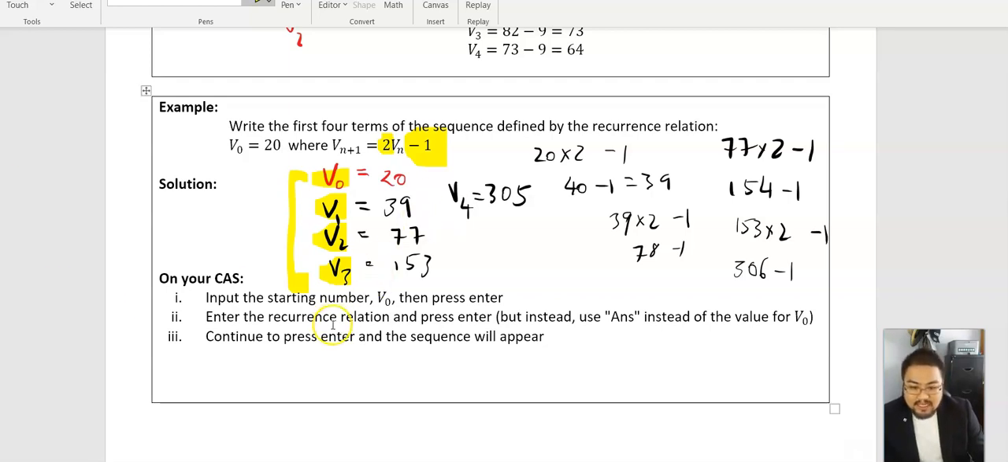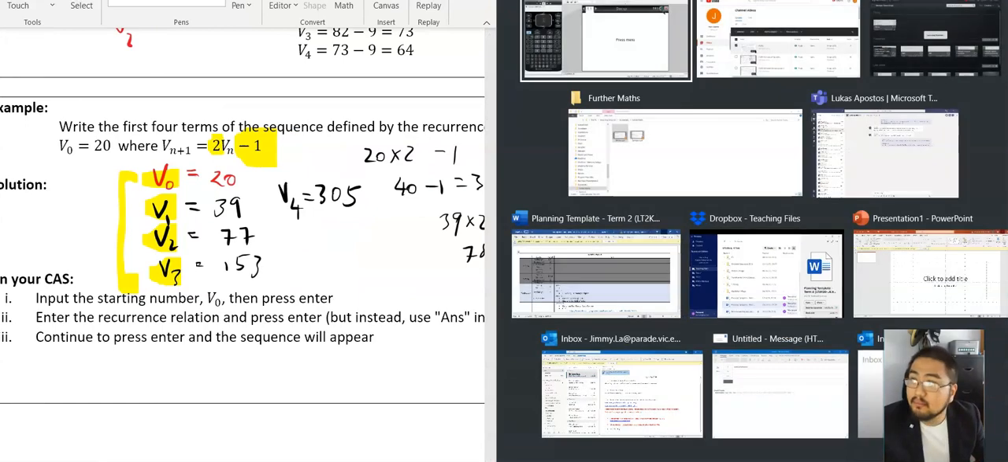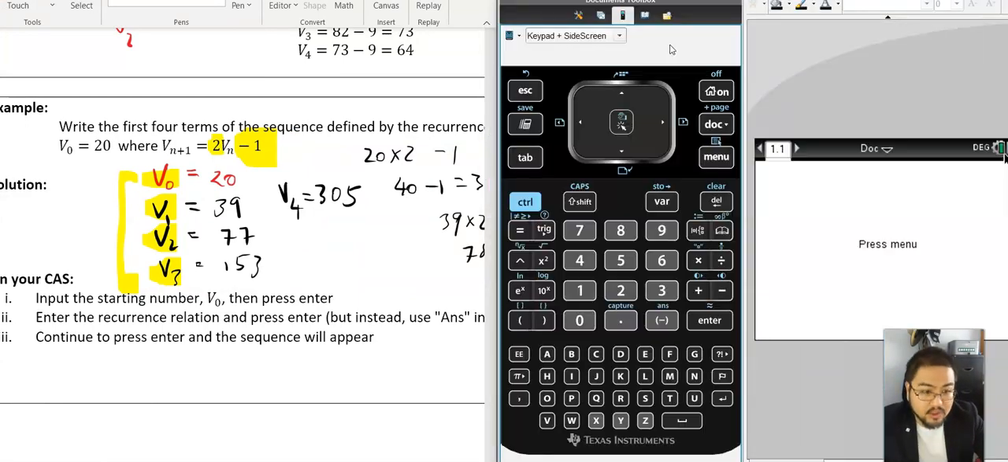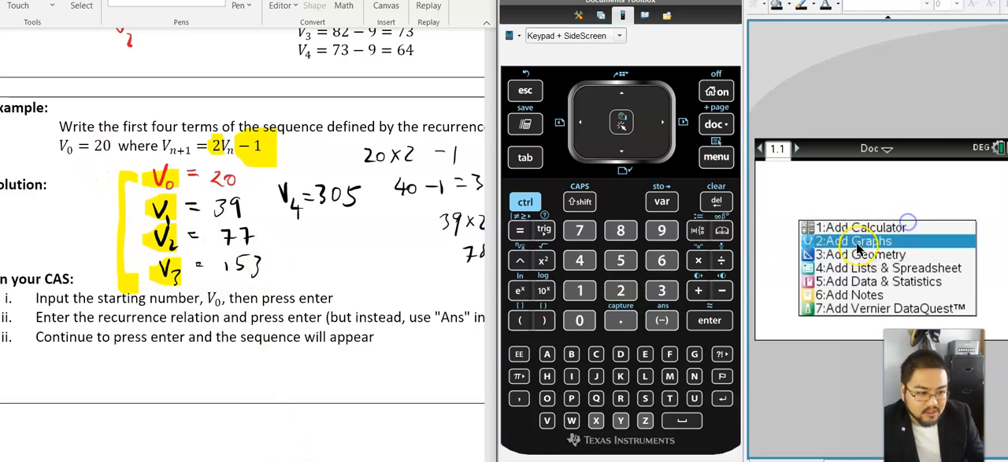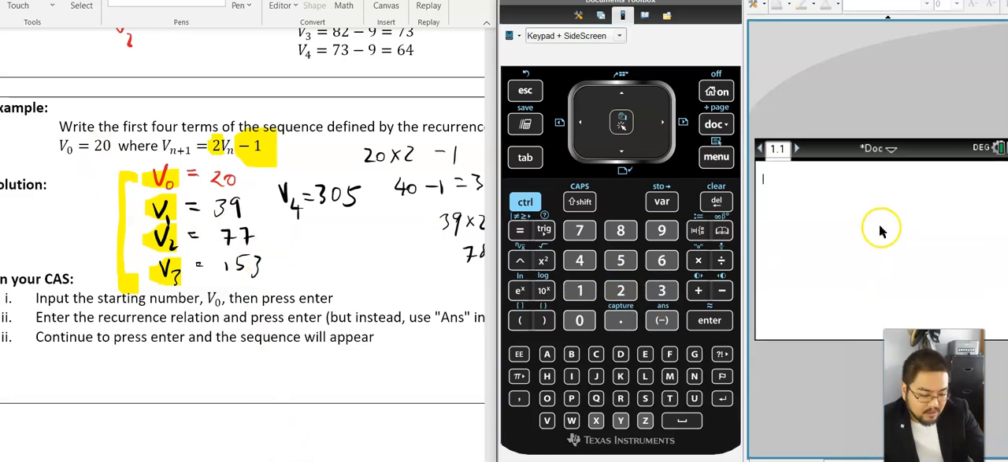On your CAS, you need to input the starting number, V0, then press enter. So I'm going to just split this screen for a moment. Okay, so on the CAS, you need to input the starting number, and the starting number that we have is 20. So you're going to start a calculator page, type in 20. Now from this point, you don't press anything else apart from enter.